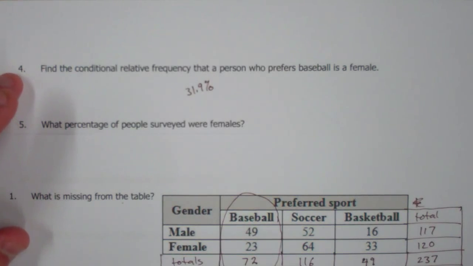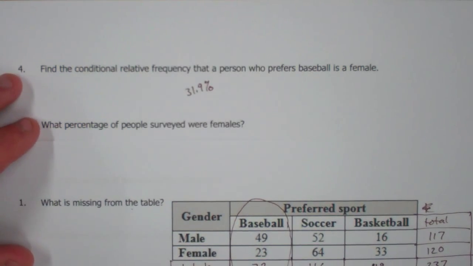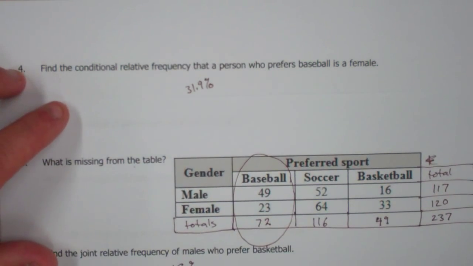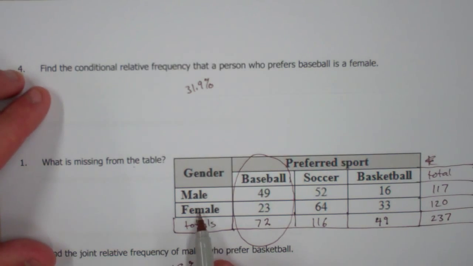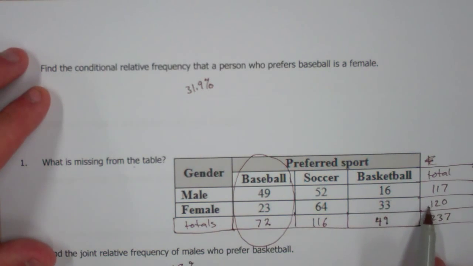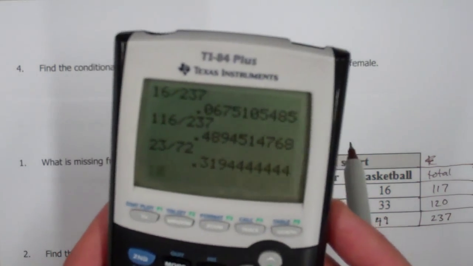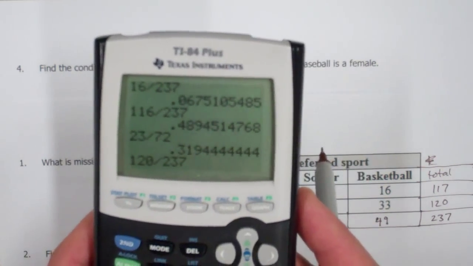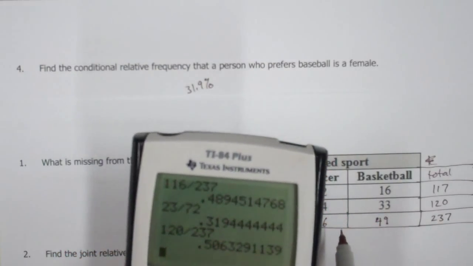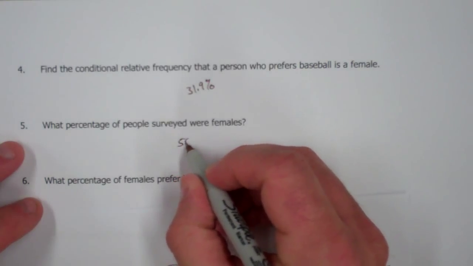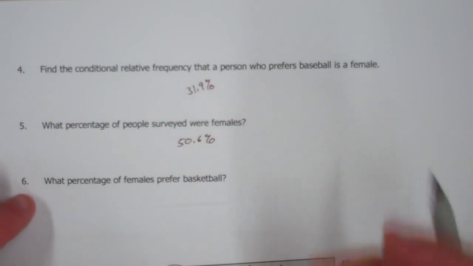What percentage of people surveyed were females? Well, if we're going to look at that, we're going to have to look all the way over here. Move that up just a bit for you. We're going to look at the females, and they're at 120. We'll divide that by 237 then. So we've got 120 divided by 237. And that'll give us 50.6%. It's a little more than 50%.